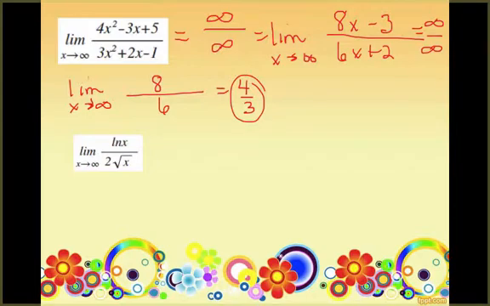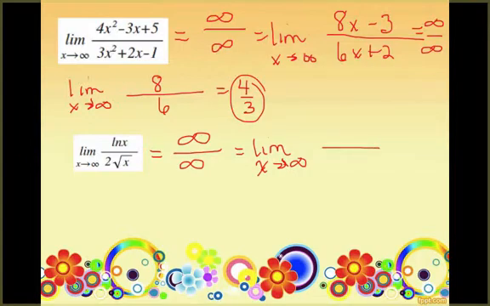We have the limit as x approaches infinity of the natural log of x over 2 square root of x. So again, as x approaches infinity, the natural log of x would go unbounded because we know that the natural log graph continues to grow as x approaches infinity. On the bottom, we would have 2 times the square root of a large number, which also would be a large number. So we'll try taking the derivative of our numerator and denominator and see what happens there.